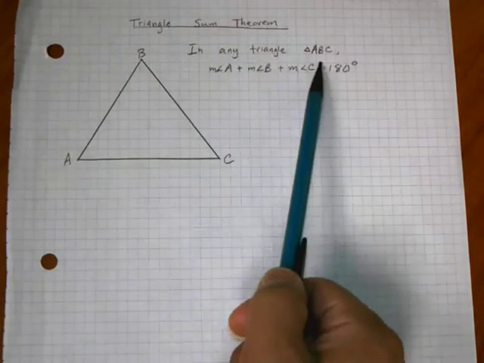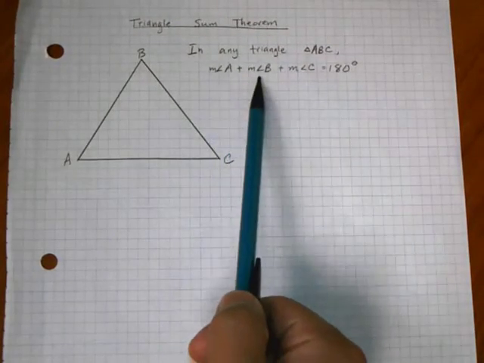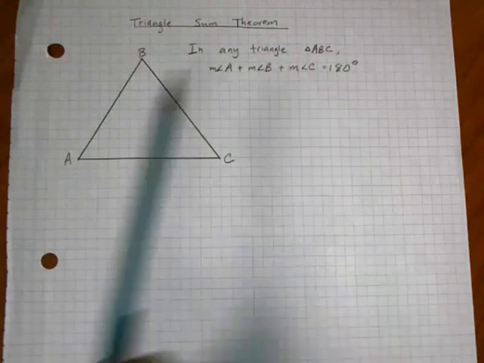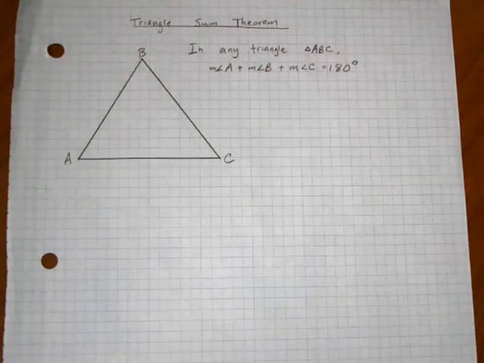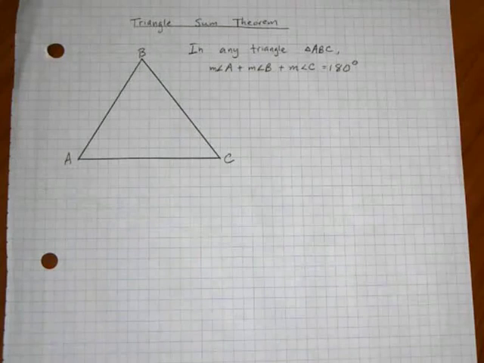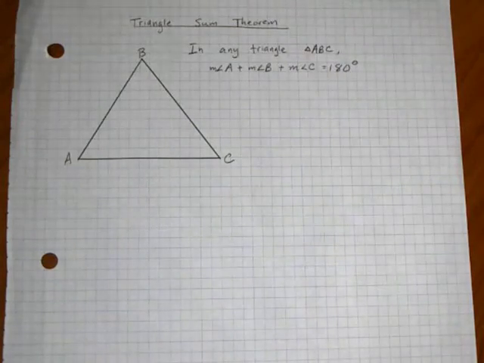In any triangle ABC, the measure of angle A plus the measure of angle B plus the measure of angle C equals 180 degrees. People use this theorem a lot in order to solve problems, but it's not proved yet in this course. So that's what we're going to do today: try to prove why this is true, and why we get 180 degrees out of this.